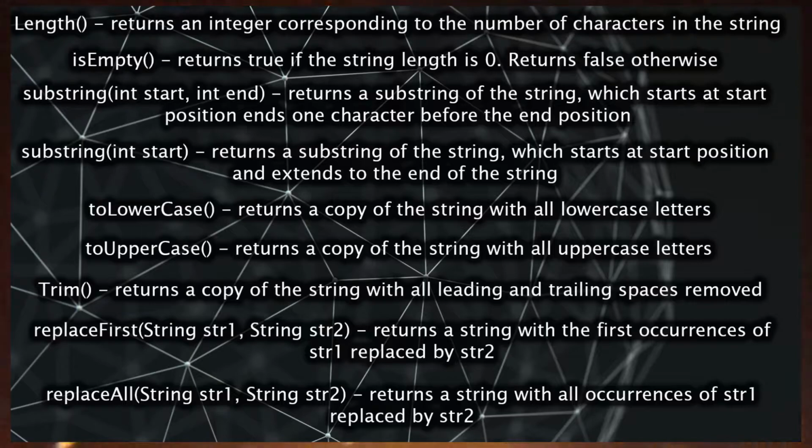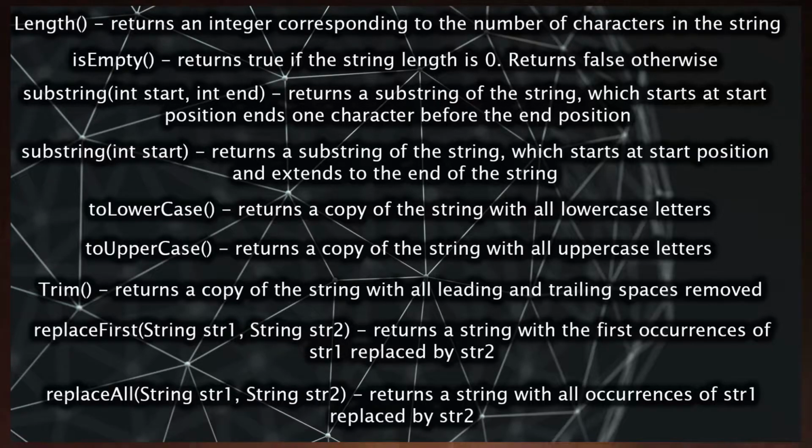We have two substrings. substring(intStart, intEnd) returns a substring of the string, which starts at the start position and ends one character before the end position, and also substring(intStart), which returns a substring of the string, which starts at the start position and extends to the end of the string. We have toLowerCase, which returns a copy of the string with all lowercase letters, as well as toUpperCase, which returns a copy of the string with all uppercase letters.